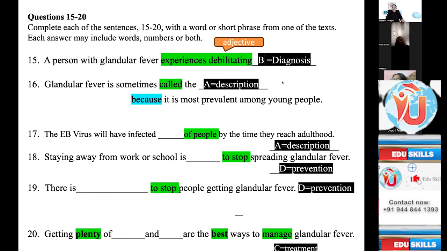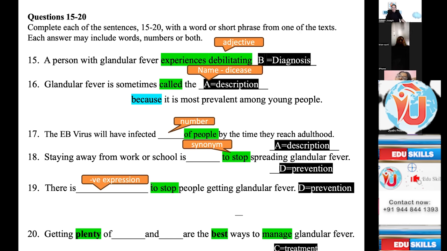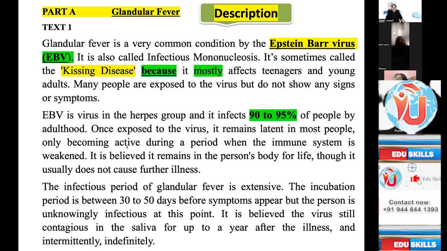Okay, 15 to 20, it's an adjective, debilitating, and a name, a disease. Glandular fever is sometimes called the kissing disease. The answer is kissing disease. So name is the answer. And you have a number here as the answer, which I highlighted already in the text. You have a synonym here. To stop means to prevent. There is no vaccine to stop something, that's a negative expression. Stop again, prevention. And plenty of dash and dash, okay, are the best ways to manage glandular fever.